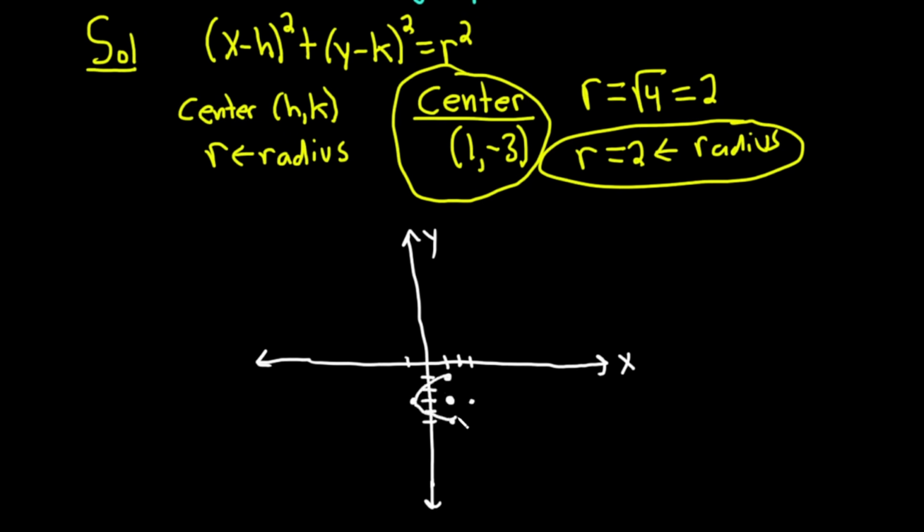Now, we don't know exactly where it crosses the y-axis, so this is a really rough sketch, but that's the idea. So you plot the center, and then you just go up and down, left and right by 2, and then you connect the dots and make a circular object, and that is your circle.